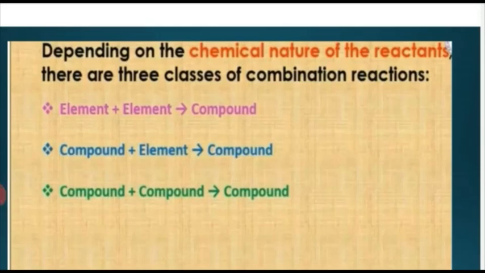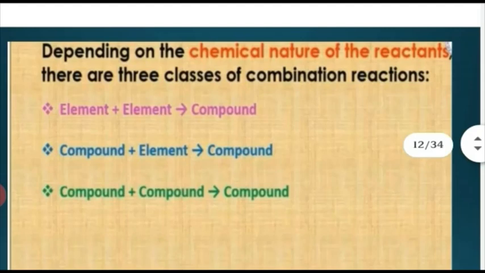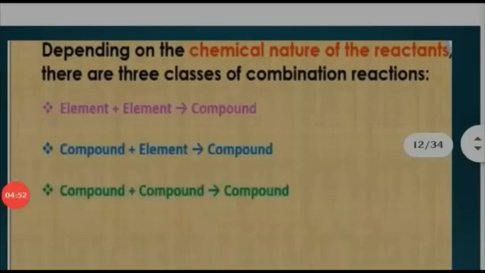Depending on the chemical nature of the reactants, there are three classes of combination reactions given. First one, element plus element which gives compound. Second one, compound plus element which gives a new compound. Third one, compound plus compound which gives compound.